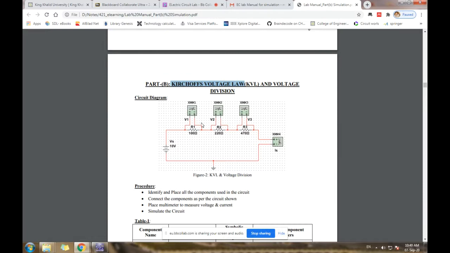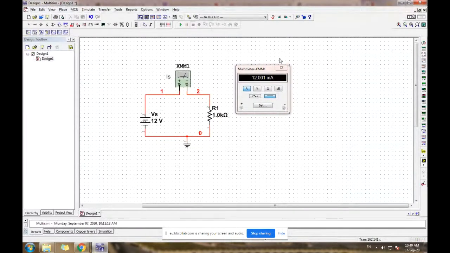These three components are used to measure V1, V2, V3. So we should select voltage. And this instrument is used to measure current, so we should select current. Understand? So let us do this. First, you can stop this.